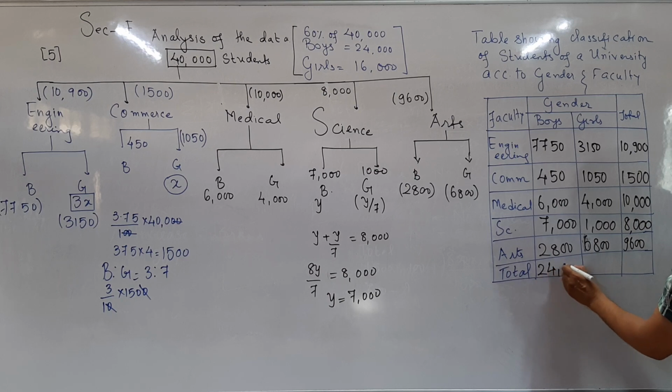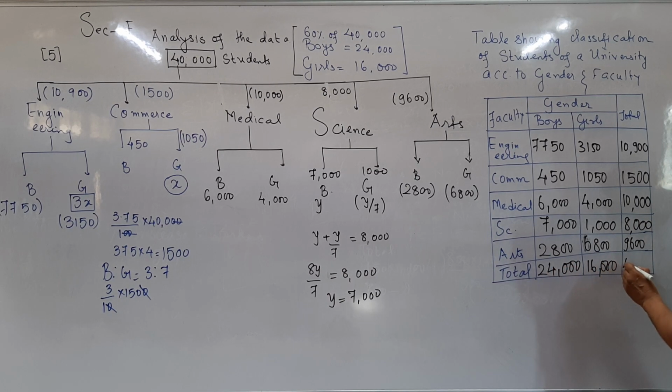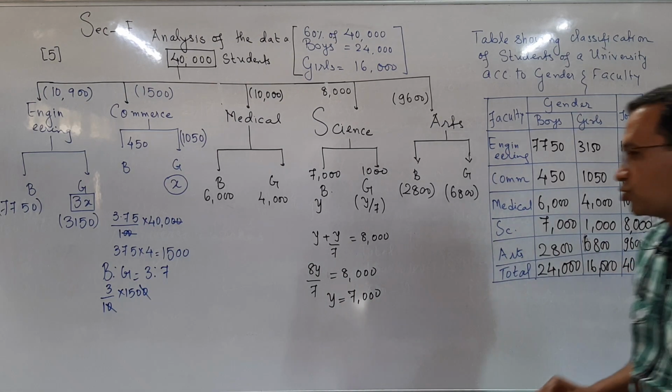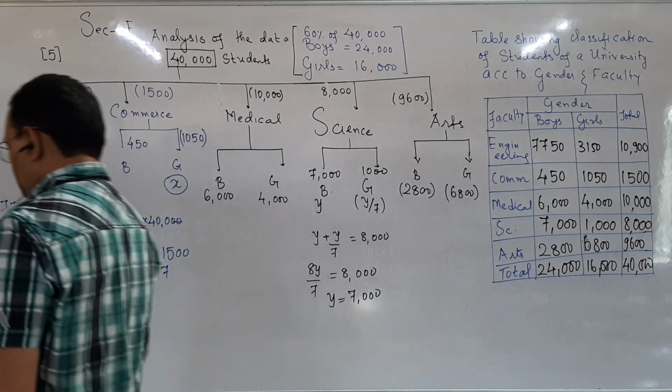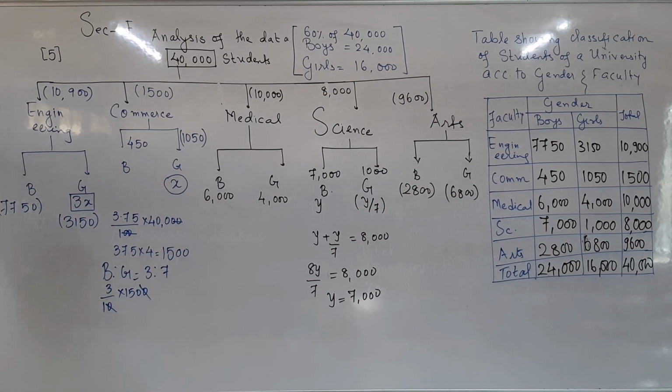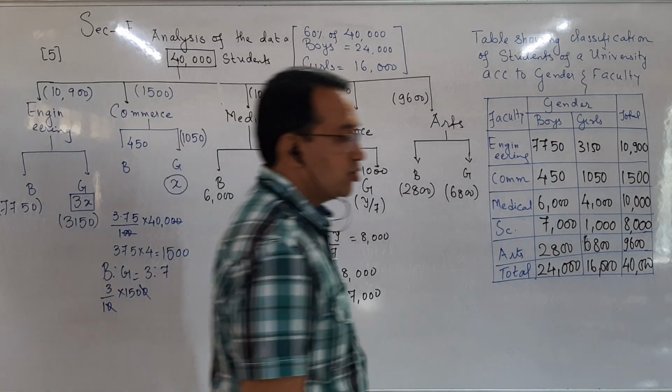Total boys are 24,000. Girls are 16,000. And total is only 40,000 students. So, this indirectly completes our tabulation.